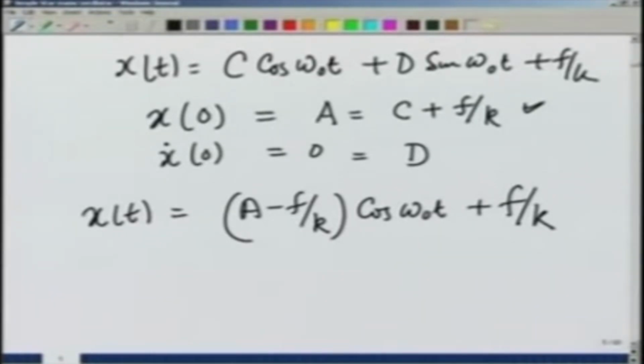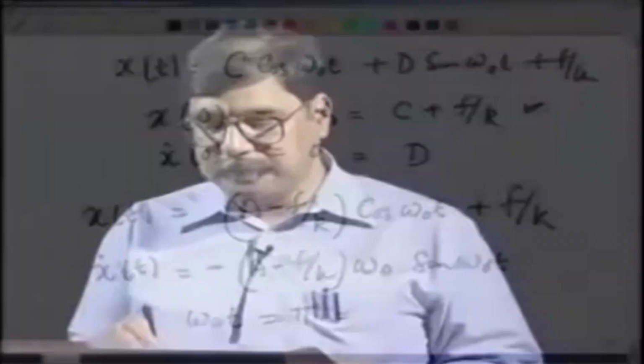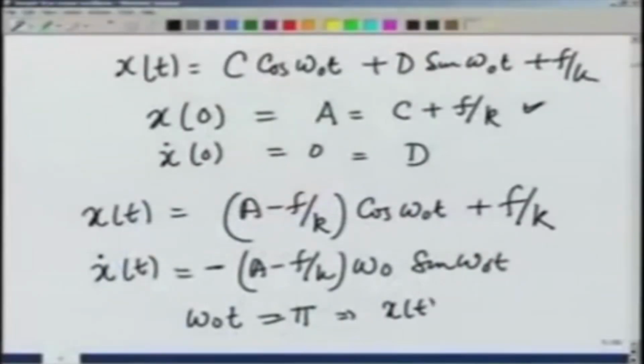When does the block stop? Let us take x dot of t. This comes out to be A minus F over k times omega 0 sine of omega 0 t with a minus sign. So, when omega 0 t is equal to pi, that is half a cycle, the block comes to a stop, and at that time x(t) is going to be A minus F over k times cosine pi, which is minus 1, plus F over k.